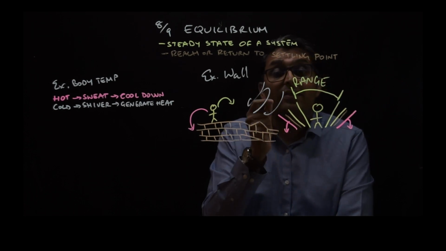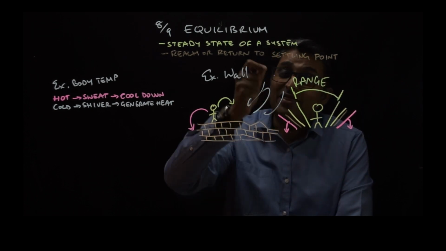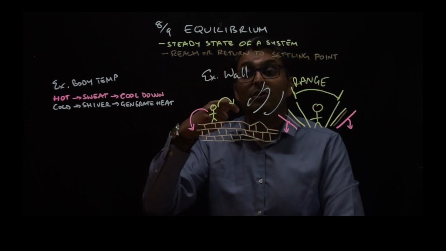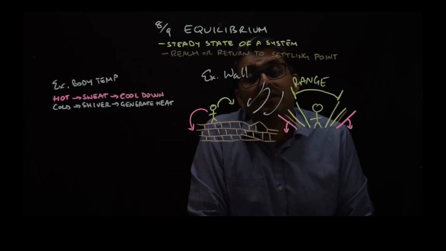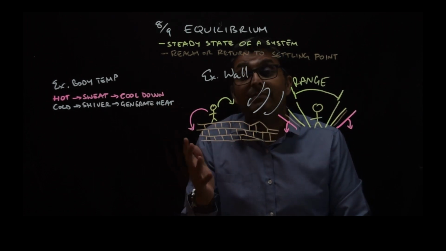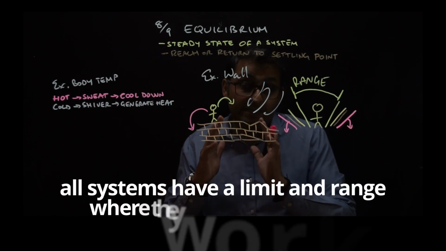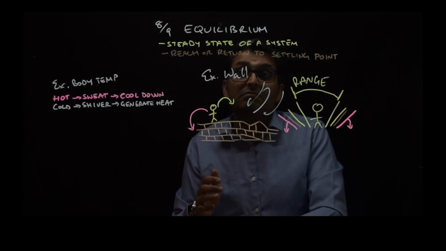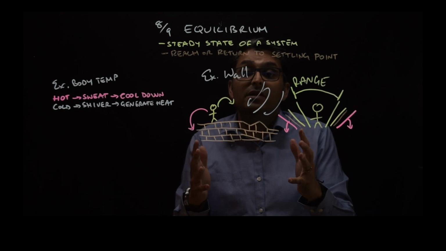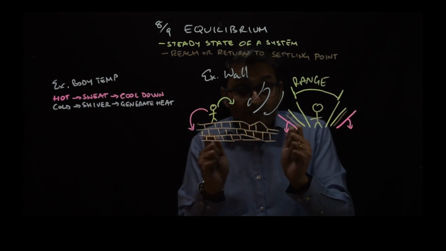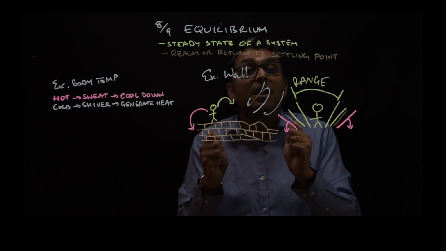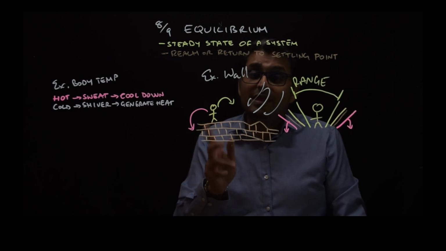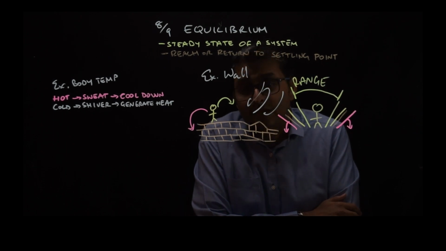So knowing the limit is the key, and that's what is really important about this mental model and why we should know this mental model in the context of systems thinking, because all systems have a limit and all systems have a range in which they can work really well. It doesn't have to be the perfect condition. There can be slight imperfections, but it can still work at its optimum. And so that's equilibrium in a nutshell.